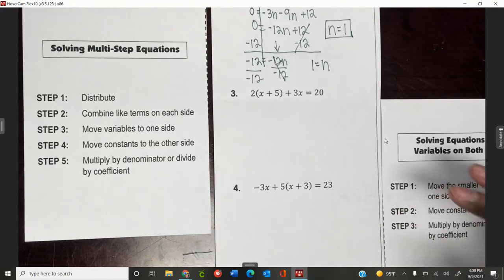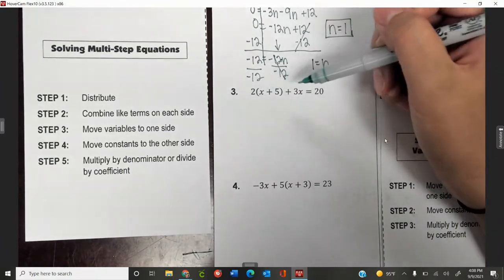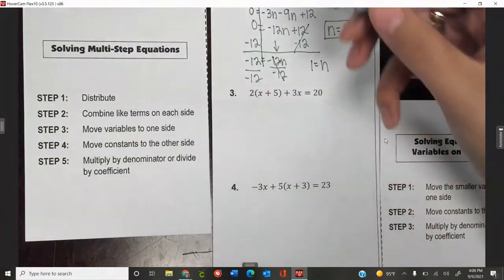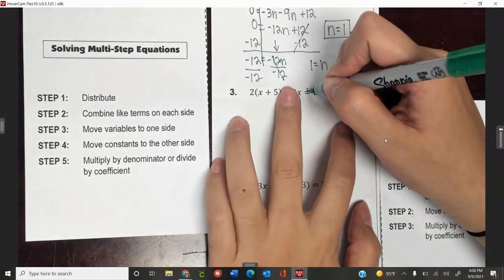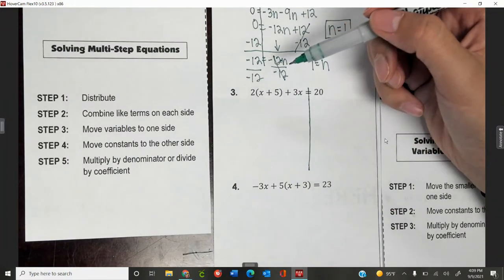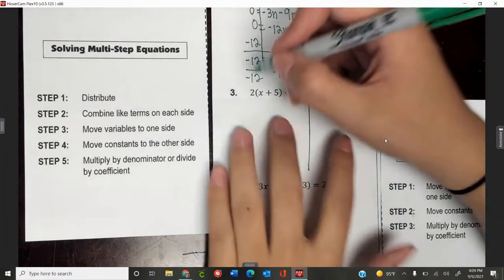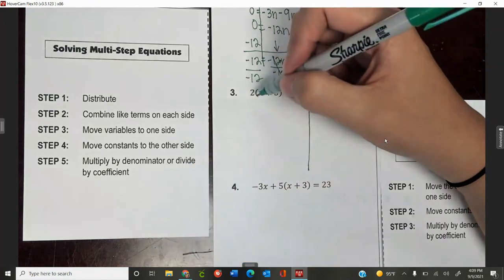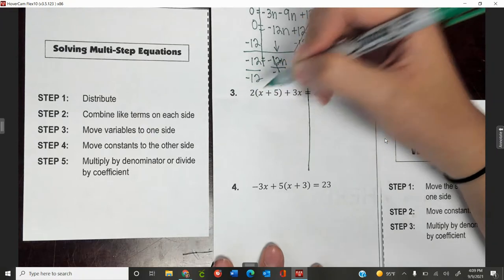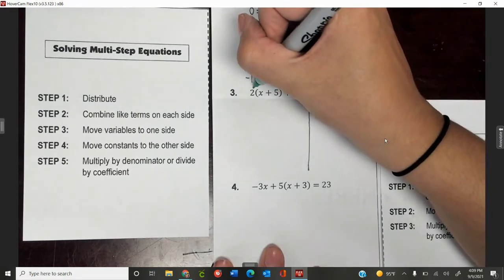Okay, then we have number 3. We have 2, and then in parentheses, x plus 5, plus 3x equals 20. So step 1 tells us to distribute. First, make sure you add a line through your equal sign. But to distribute, whenever we see parentheses, we have to multiply everything inside the parentheses by a positive 2. Now if this were negative 2, you need to make sure you multiply everything by negative 2, not just a positive 2. But this is positive 2.